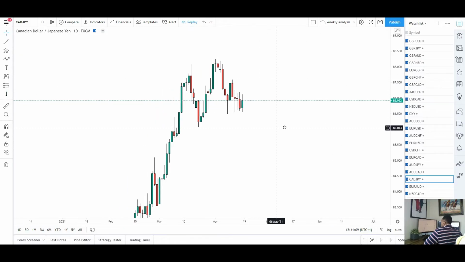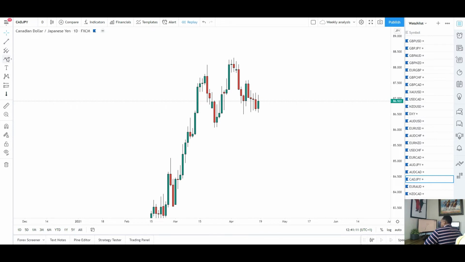Next, we're going to move on to CAD JPY. Okay, so for CAD JPY this week, not too much happened. I was favoring another push to the upside for this pair, then another move back down, since we were looking quite bullish towards the end of last week.